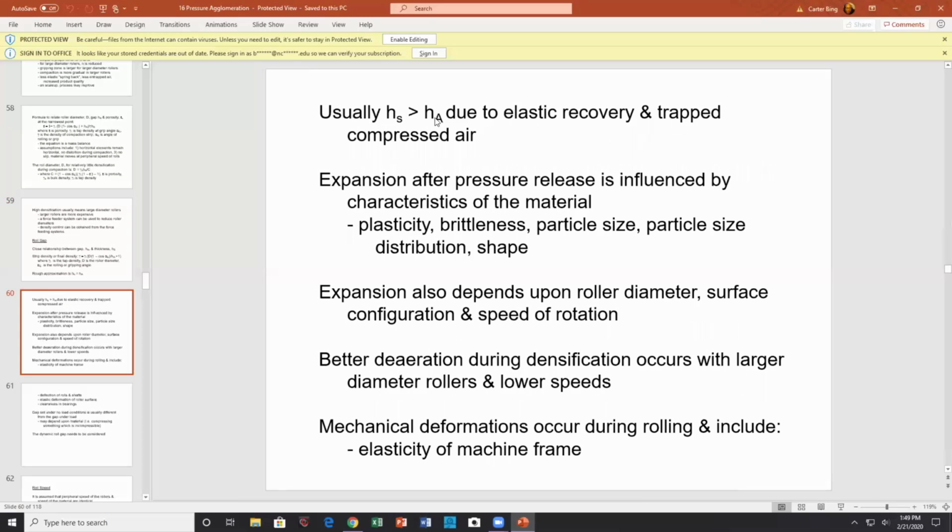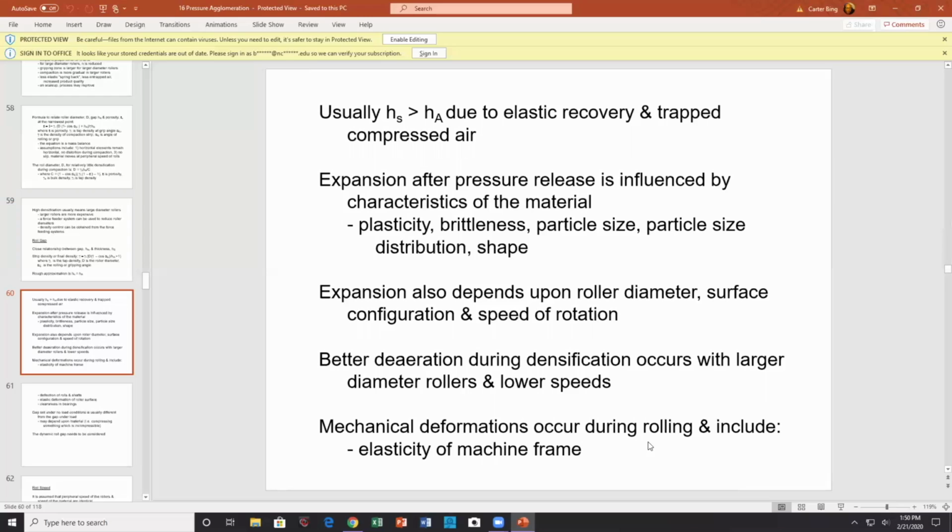Usually HS is slightly larger due to elastic recovery and trapped compressed air. Expansion under pressure release is influenced by the characteristics of the material. That means you've got to experiment. Expansion also depends upon roller diameter, surface configuration, and speed. Better deaeration during densification occurs with larger rollers and slower speeds.